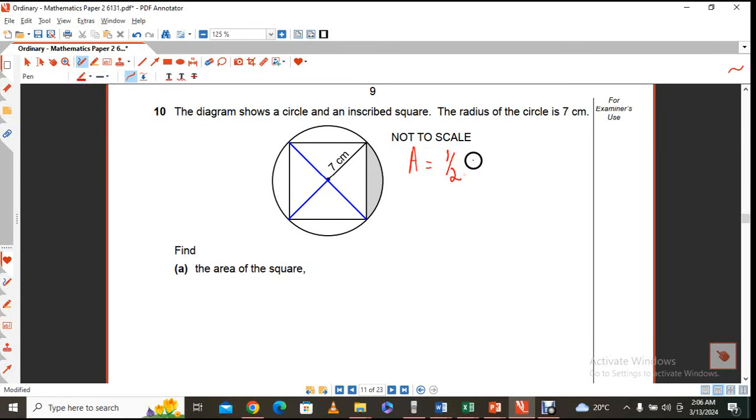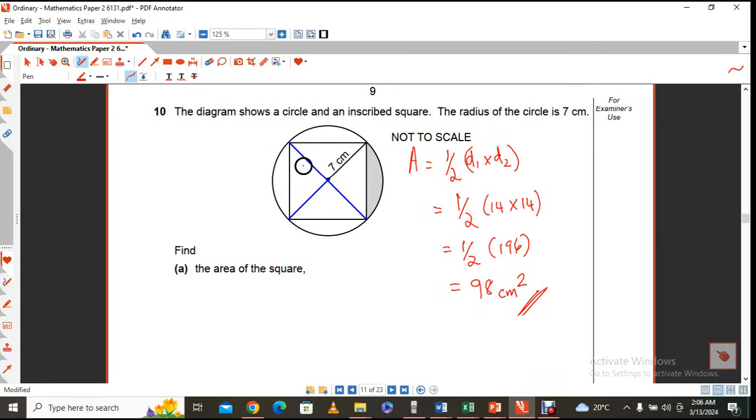You take half of the diagonals, all right? So in this case, the diagonal must be 14. So it's half of 14 times 14. And 14 times 14 is nothing but 196. And half of that is equal to 98. So that is going to be the area of the square.